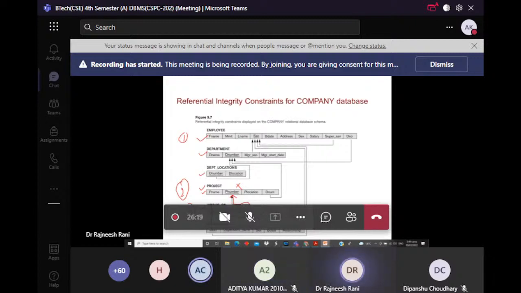Because an employee can work on a project only if the corresponding project information is present in the project table. That is project P3, what is the name of the project, what is the location of the project, and to which department this project belongs. So then that means now this relation, this table is the referencing relation.